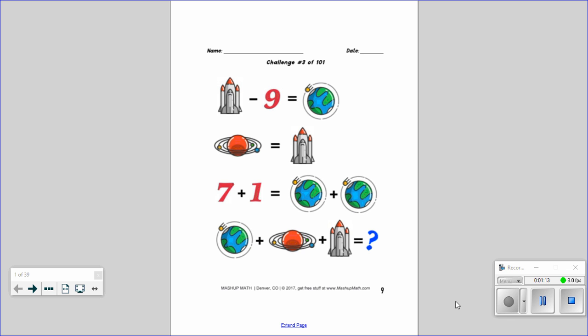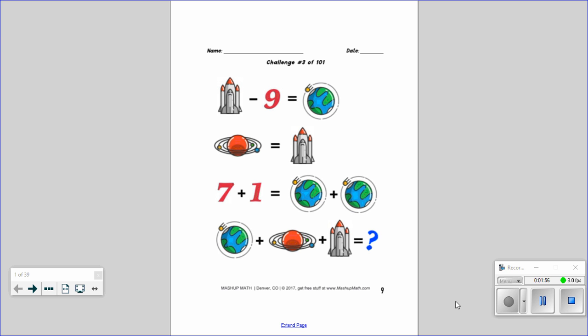All right, now that we see all those unknown numbers, this gets a little tricky. I might not start at number 1 because I have something minus 9 equals something else. That could be so many things. I might not start at equation number 2. Planets are equal to rocket ship. That could be literally any number. When I look at the third equation, though, I have some numbers. It says 7 plus 1 is equal to Earth plus Earth.